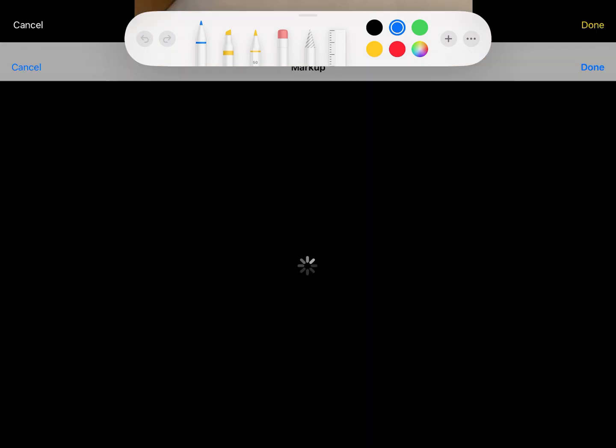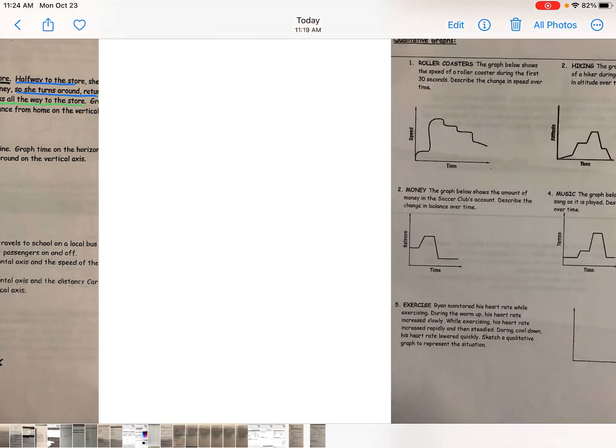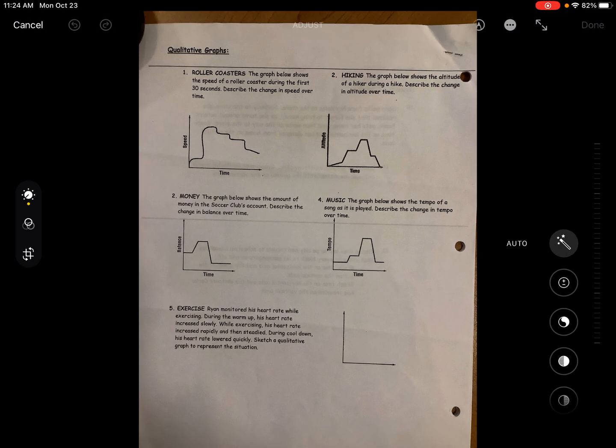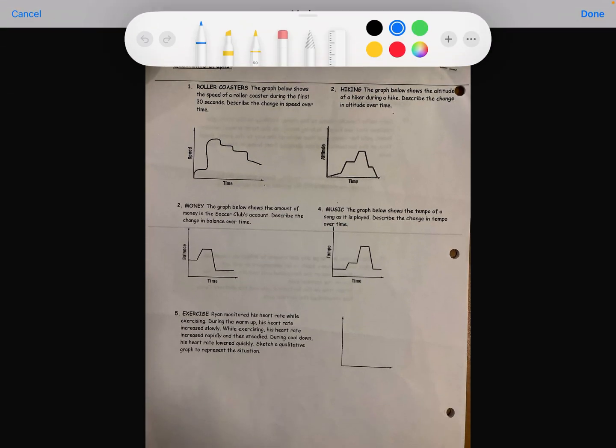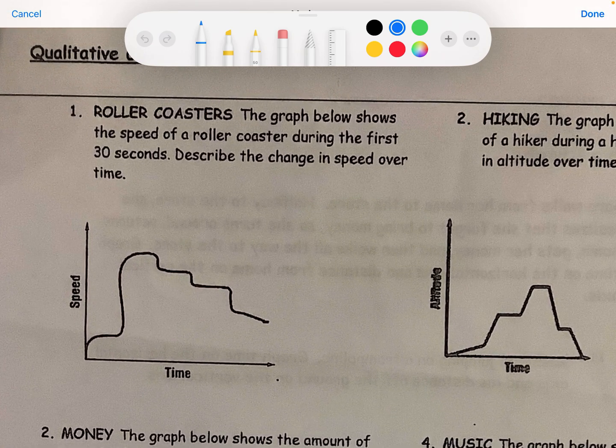All right, turn it over to the last page. These are going to be your you try problems. So you can go ahead and pause the video, try these, and then hit resume when you're ready to go over them. Okay, so number 1, roller coasters. The graph below shows the speed of a roller coaster during the first 30 seconds. Describe the change in speed over time.